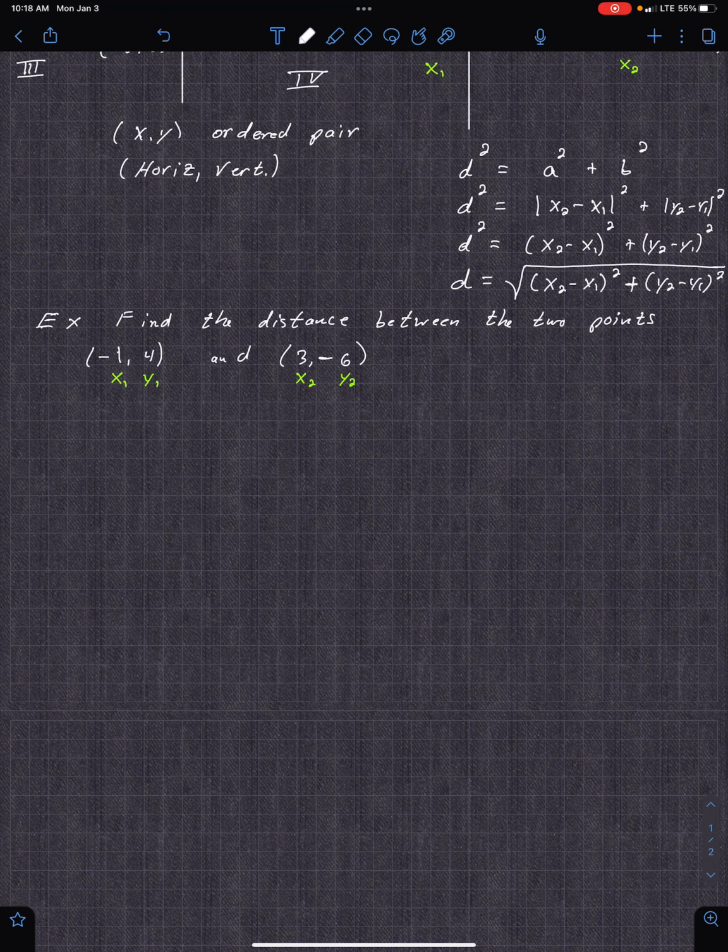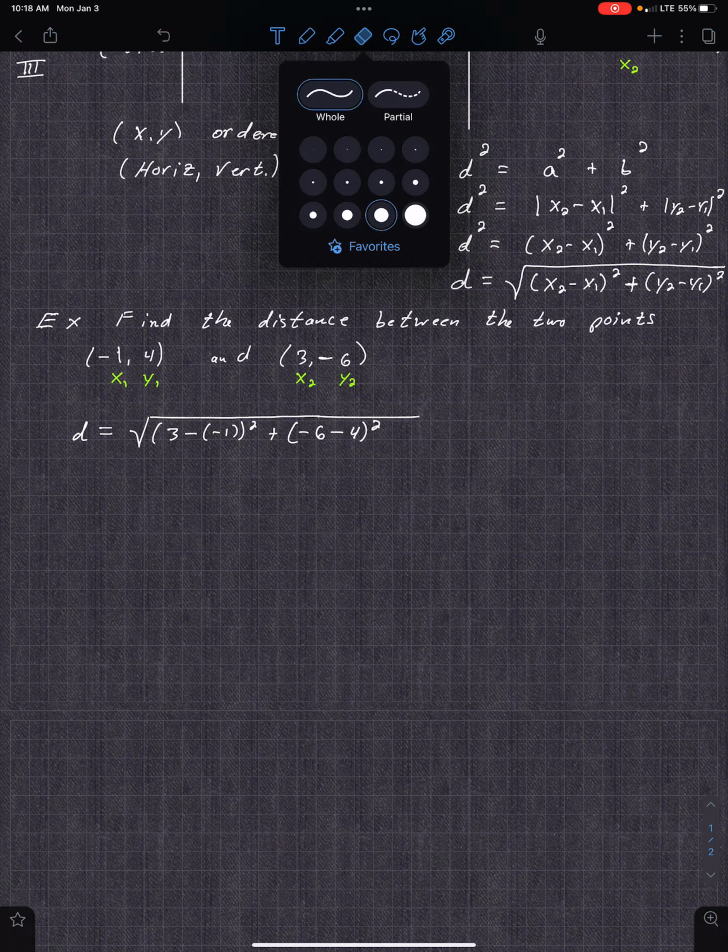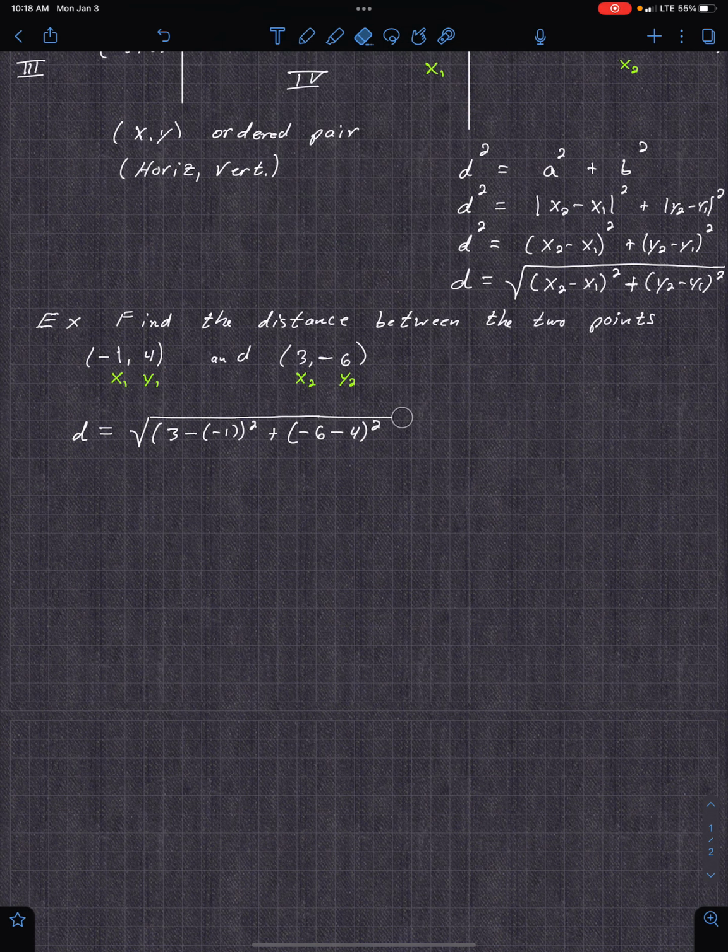So now substitute into your distance formula. We say distance is equal to the square root of, and now be careful of your signs. That's the biggest mistake people make. It's going to be your 3 minus -1, which becomes plus, of course, quantity squared. Plus your -6 minus 4, which of course adds, and that's squared.